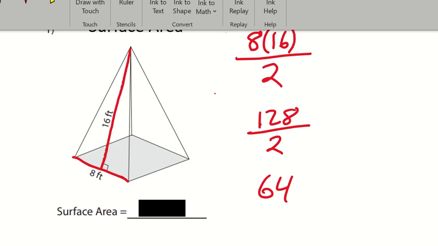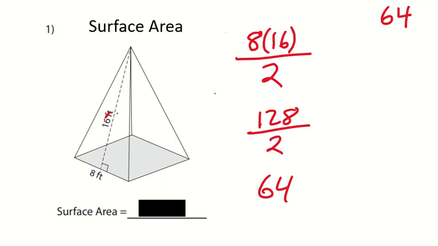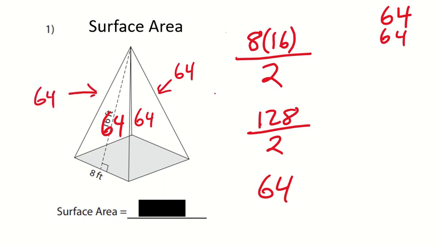So the area of that face is the same as the base. It's 64 feet squared. Well, that means all of them are going to be 64 feet squared. That means this one right here is going to be 64 feet squared. The back is going to be 64 feet squared. And then the left side is also going to be 64 feet squared. So we got the one we just did, the right side, the left side, and the back that we would have to add all up to get the surface area of the whole shape.